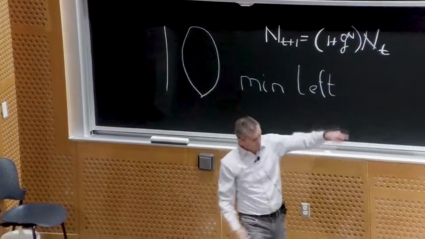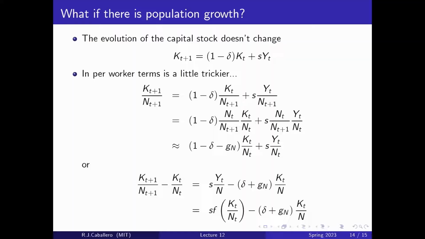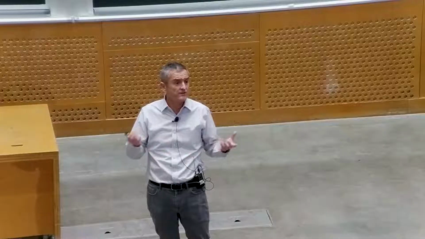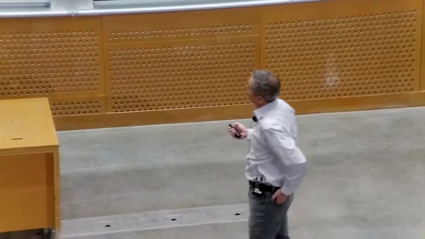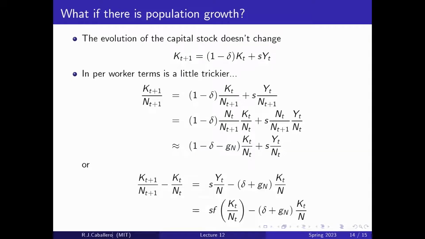So what I have here is 1 over 1 plus gn. Now, gn is not a big number. So 1 over 1 plus gn, with gn very close to 0, is approximately equal to 1 minus gn. So that's the reason this term became that term, approximately.